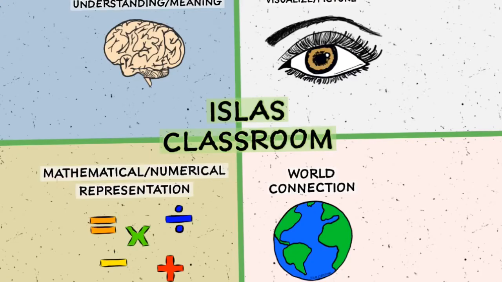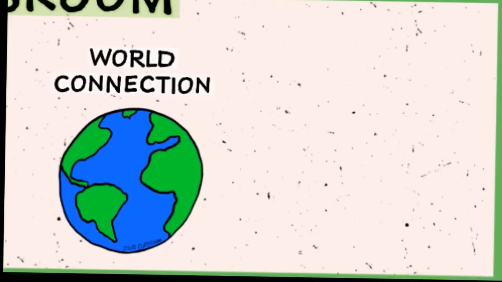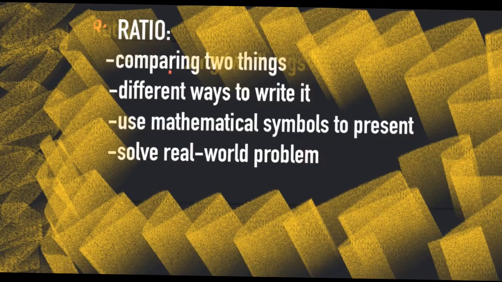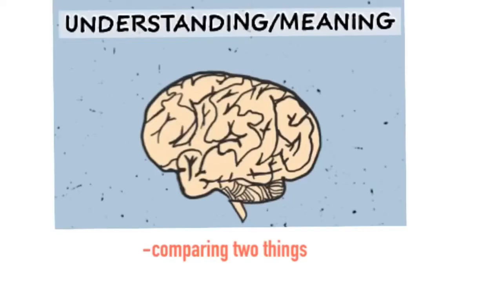You want to be able to say, oh, this is how this is going to be in real world situations or outside the classroom. So let's define what a ratio is. You will be comparing two things, and you might need to understand how to represent it in different ways. How can the math symbols be used to represent a ratio? And then what kind of overall problems am I going to be used to solve a ratio? And the first thing you need to understand is that a ratio is just comparing two things.